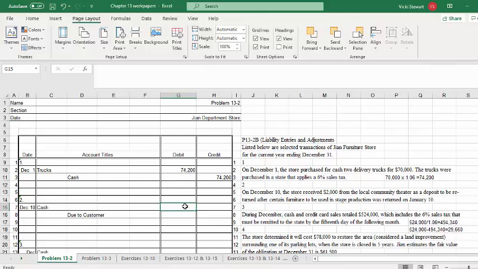So to record this entry, we would debit cash for $2,000 and we would credit a liability account. In this case, I've named it due to customer. It could have different names.